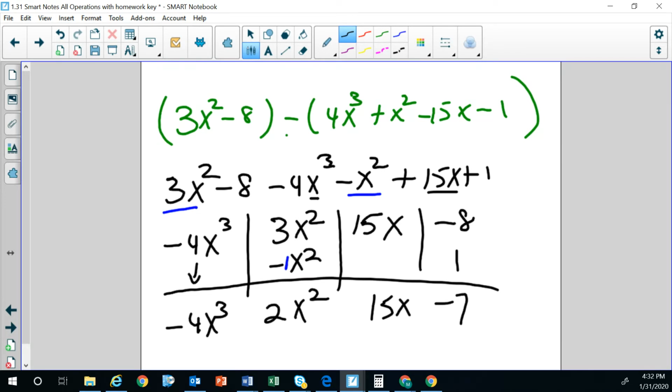All right? That's it, guys. The same rules apply if I was adding the polynomials. Remove the parentheses and add like terms, okay?